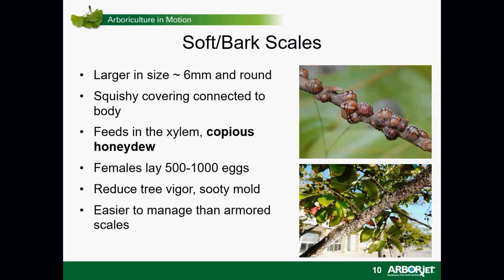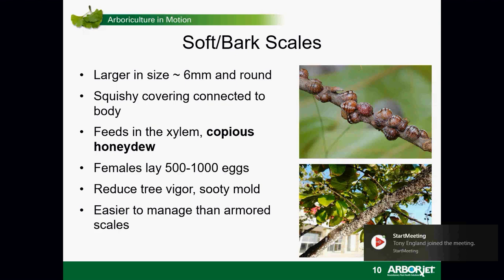A little bit more about soft scales. This group's members are generally a little larger than the other one. Again, the covering is attached to the body and kind of soft, as the name implies. When they feed, they produce a large amount of honeydew, which often results in sooty mold.